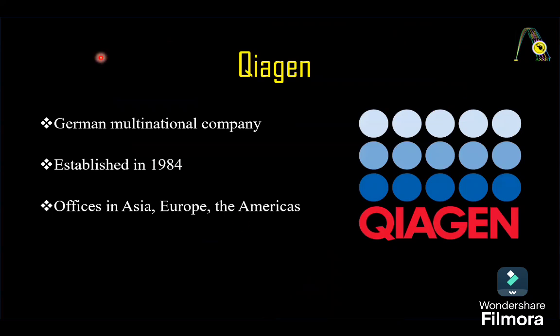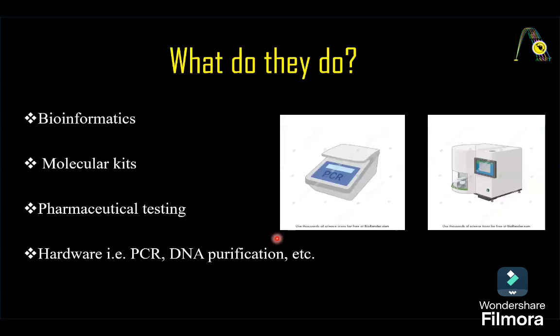So the company that produces the software that we'll be looking into today is Kaizen. So, Ingenuity Pathway Analysis: the subsequent session that we'll be getting into will be on how to actually use IPA, right, and utilize it. And the company that makes it is Kaizen. Just a brief introduction to what Kaizen is: it's a German multinational company established in 1984, and they have offices in Asia, Europe, and the Americas.